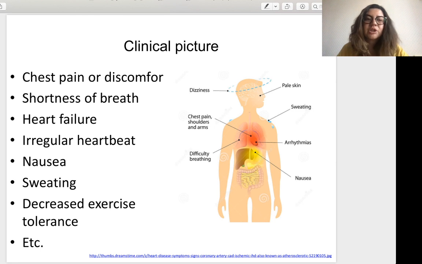Clinical picture. It is chest pain or discomfort. It is shortness of breath, heart failure, irregular heartbeat, nausea, sweating, decreased exercise tolerance, etc. And by the scheme you see from top to bottom what symptoms the patient with ischemic heart disease can feel. It is dizziness, pale skin, sweating, chest pain, pain that irradiates in typical places in the shoulders and arms. It is arrhythmias, difficulty breathing, and nausea.